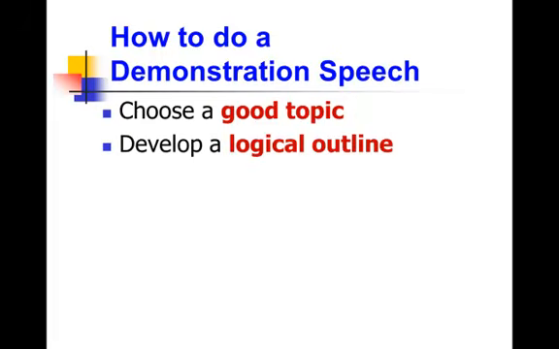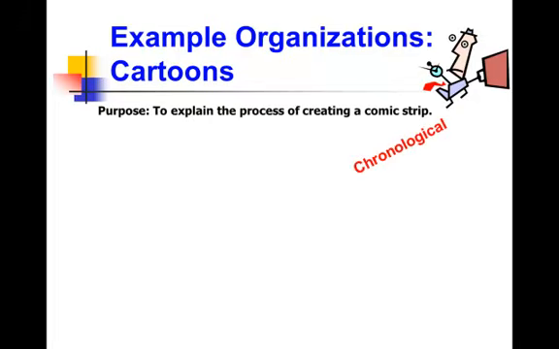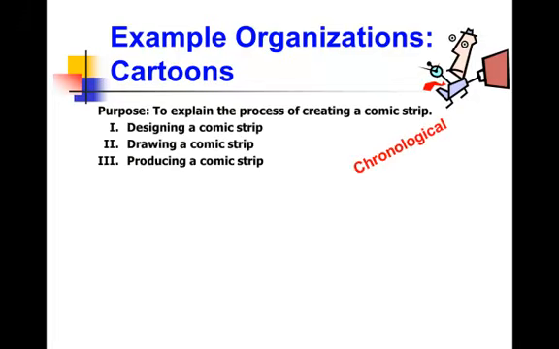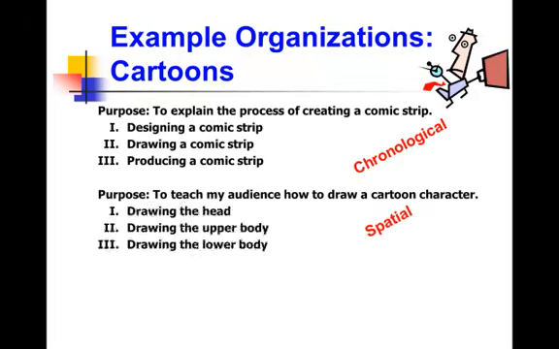Now that you've got a good topic, it's time to develop a logical outline. For this, let's assume that we're doing a demonstration speech on cartoons, and we'll talk about 3 different outlines for this. If your purpose is to explain the process of creating a comic strip, you might use a chronological organization, which would involve designing a comic strip, drawing a comic strip, and then producing that strip. If your purpose is to teach your audience how to draw a cartoon character, you may use a spatial organization, starting with drawing the head, the upper body, and then ending with the lower body.